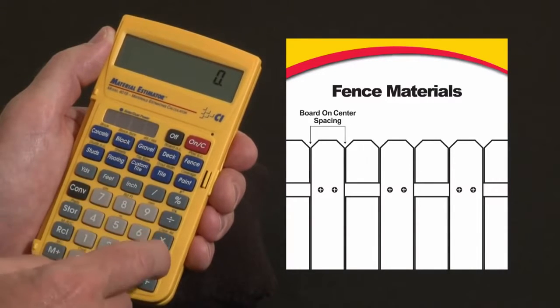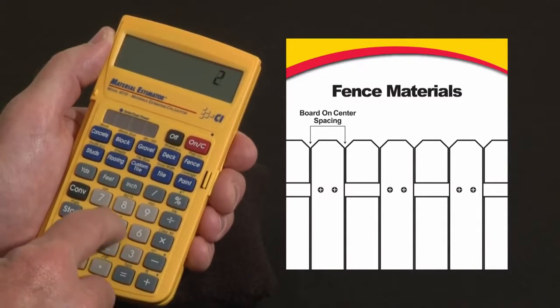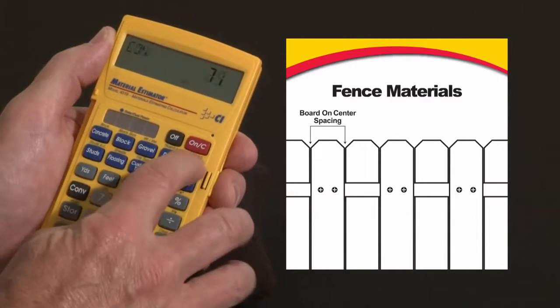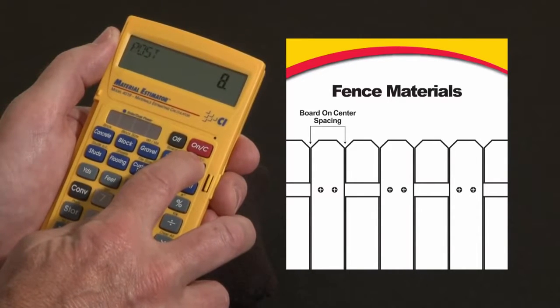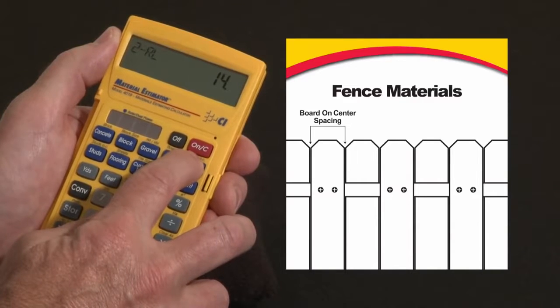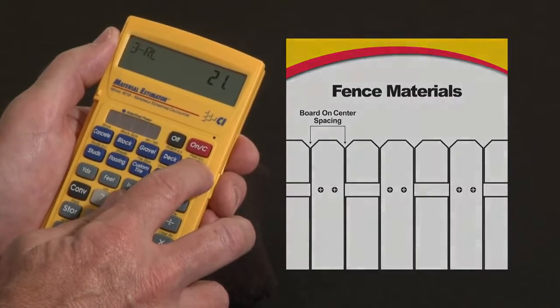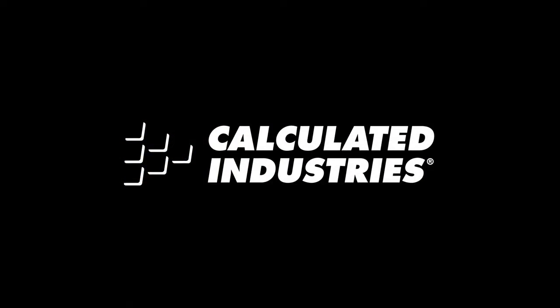Now when I calculate, I've got 25 feet around my garden, 25 feet, convert to fence. I'm going to need 71 boards, 8 posts, 2 rails will be 14 rails, and a 3-rail fence will be 21 rails. So that's a quick overview of the fence function.